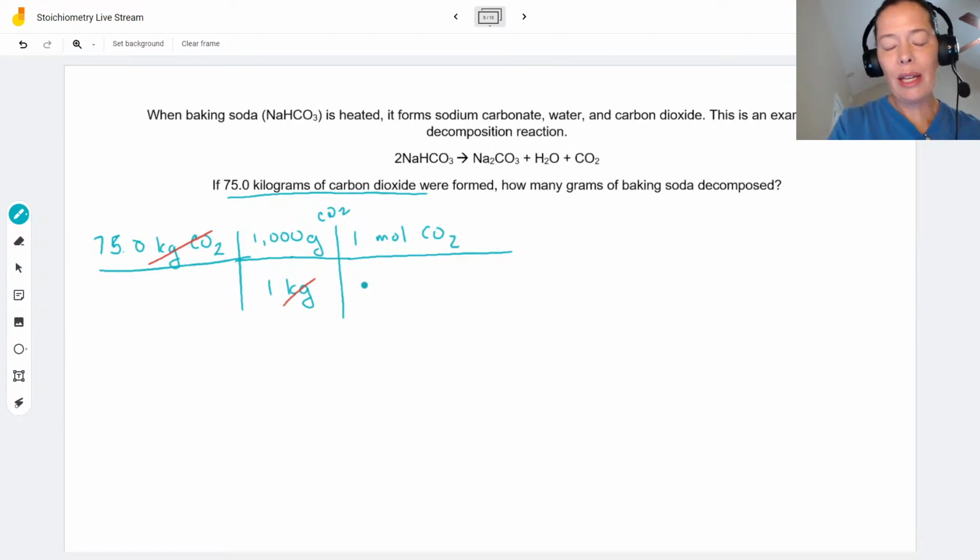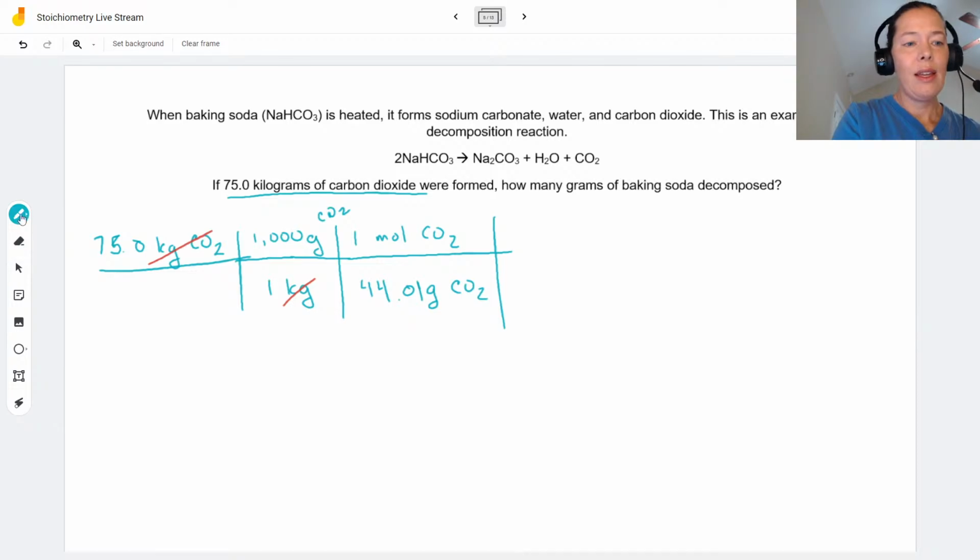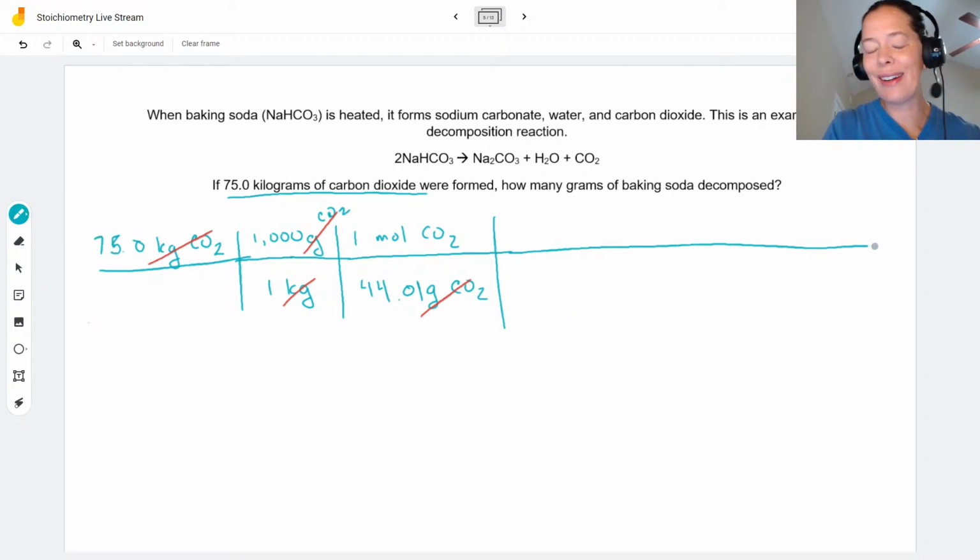And my molar mass for carbon dioxide is 44.01 grams of carbon dioxide. That is a 1 there. And let's just show all our canceling. So grams of carbon dioxide is now out. Now I've got moles of carbon dioxide, which means I can now use my mole ratio. I'm going to need more space here.